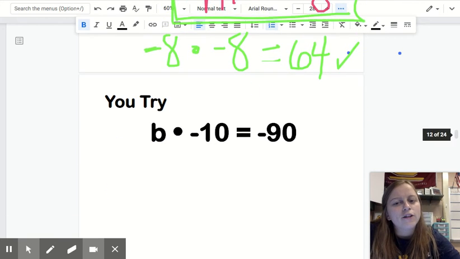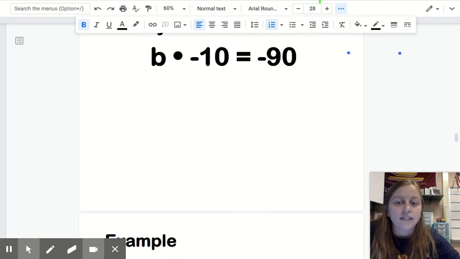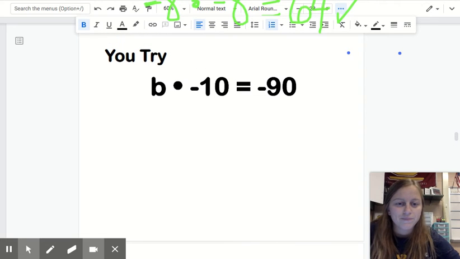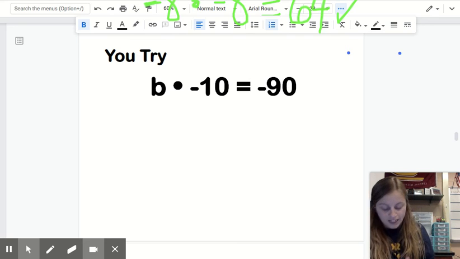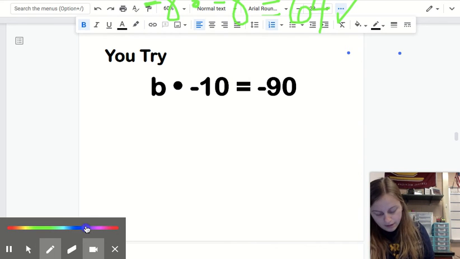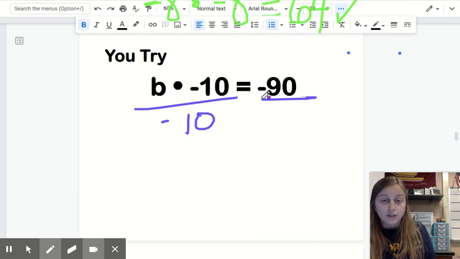Okay. Go ahead and you try this one. Pause the video to give yourself more time. All right, so b times negative 10. I need to get rid of the times negative 10 to get b all alone. So the opposite of timesing negative 10 is dividing by negative 10. If I do it to one side, I have to do it to the other.